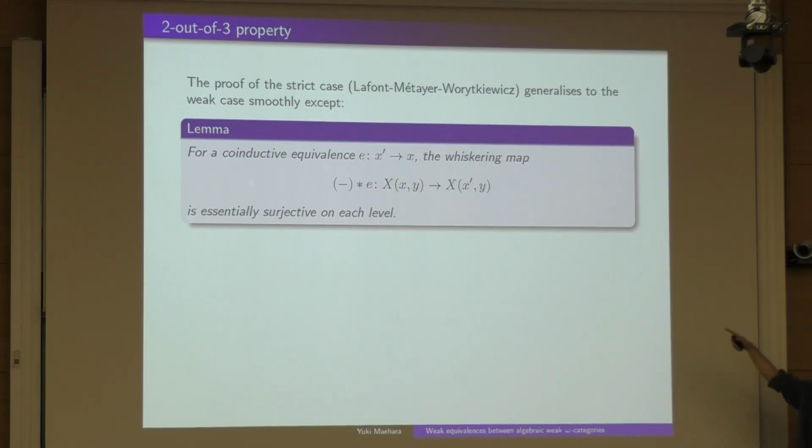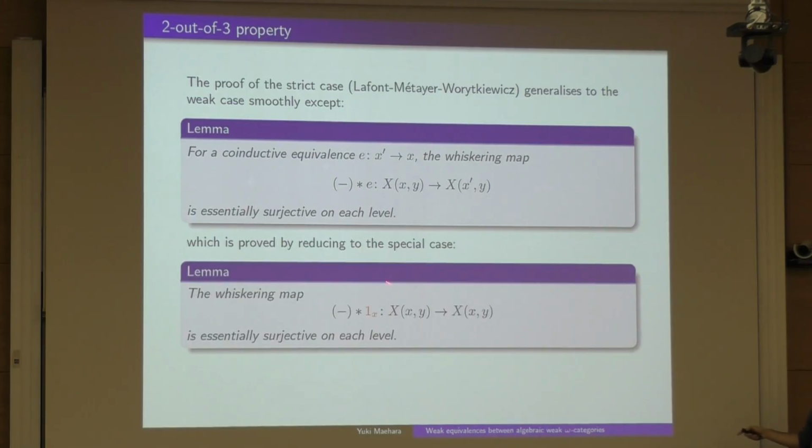You'll be carrying these co-inductive equivalences all the way, and at some point you have to deal with the fact that you have a co-inductive equivalence rather than an equality. So this is something you have to prove in order to show that these weak equivalences have the 2 out of 3 property. In the strict case, this is proven by reducing to the special case where this little a is the identity. In the strict world, the identity literally does nothing, so this is true. But in the weak world, this is non-trivial because the identity is not the strict identity.